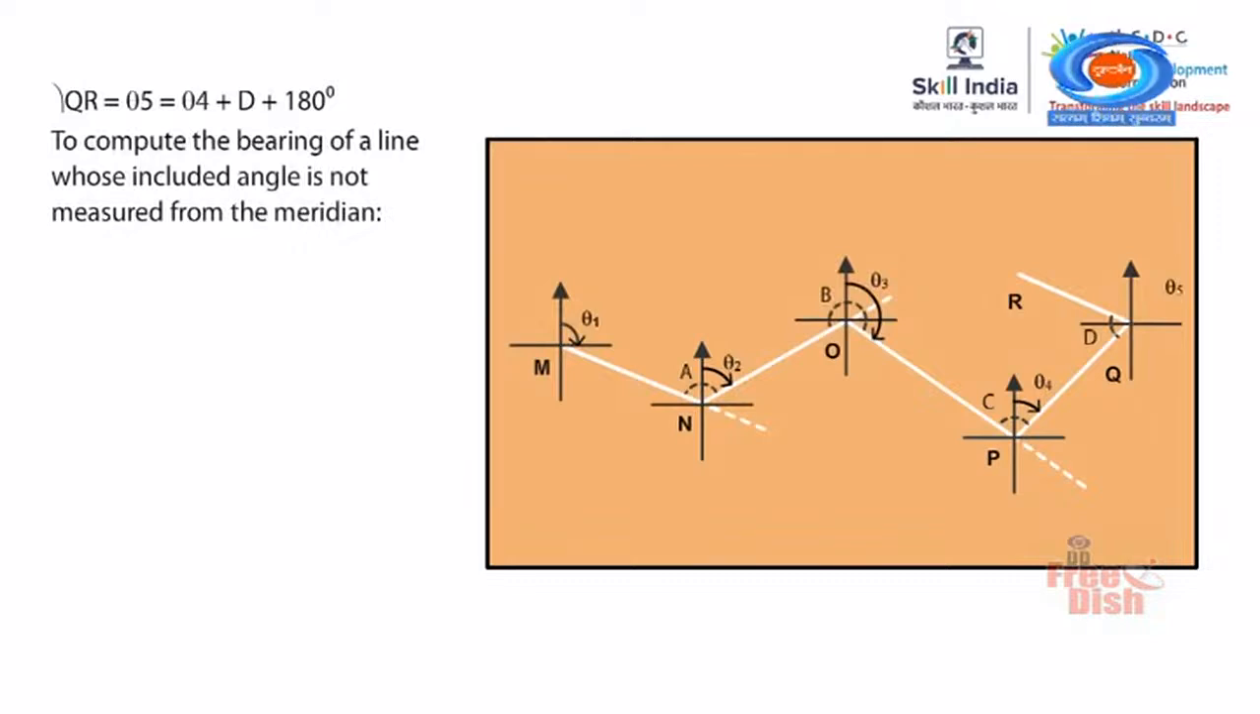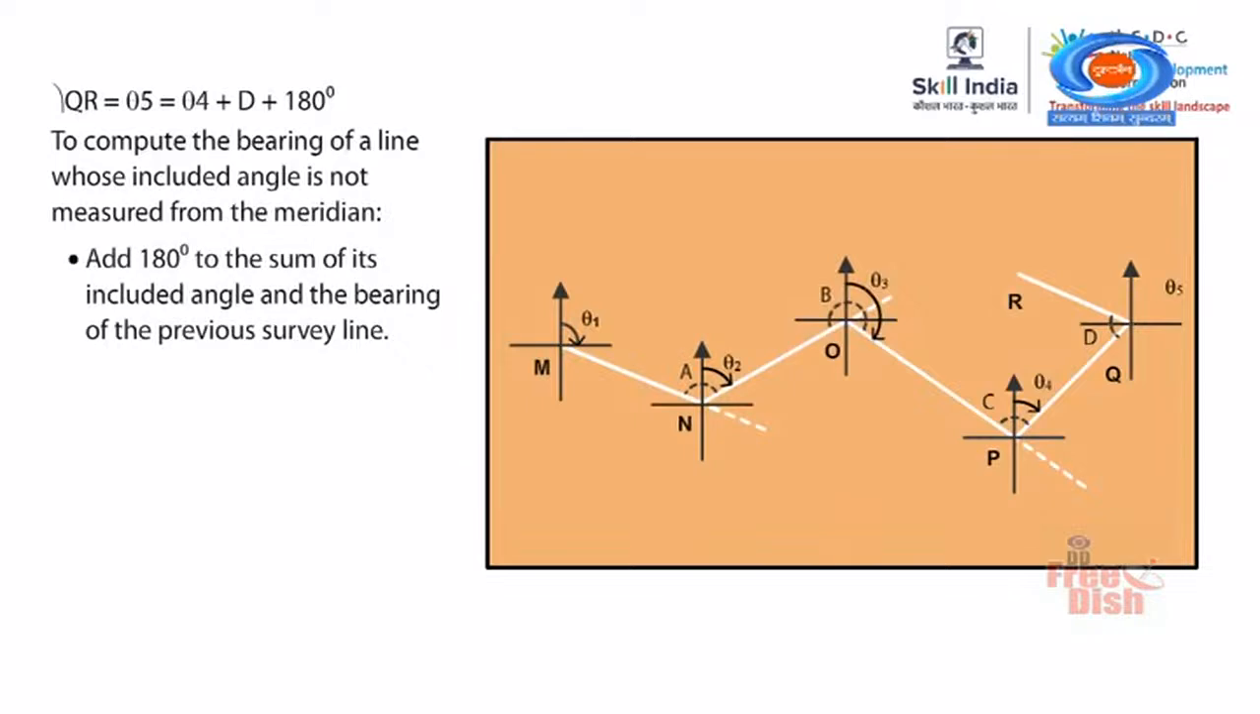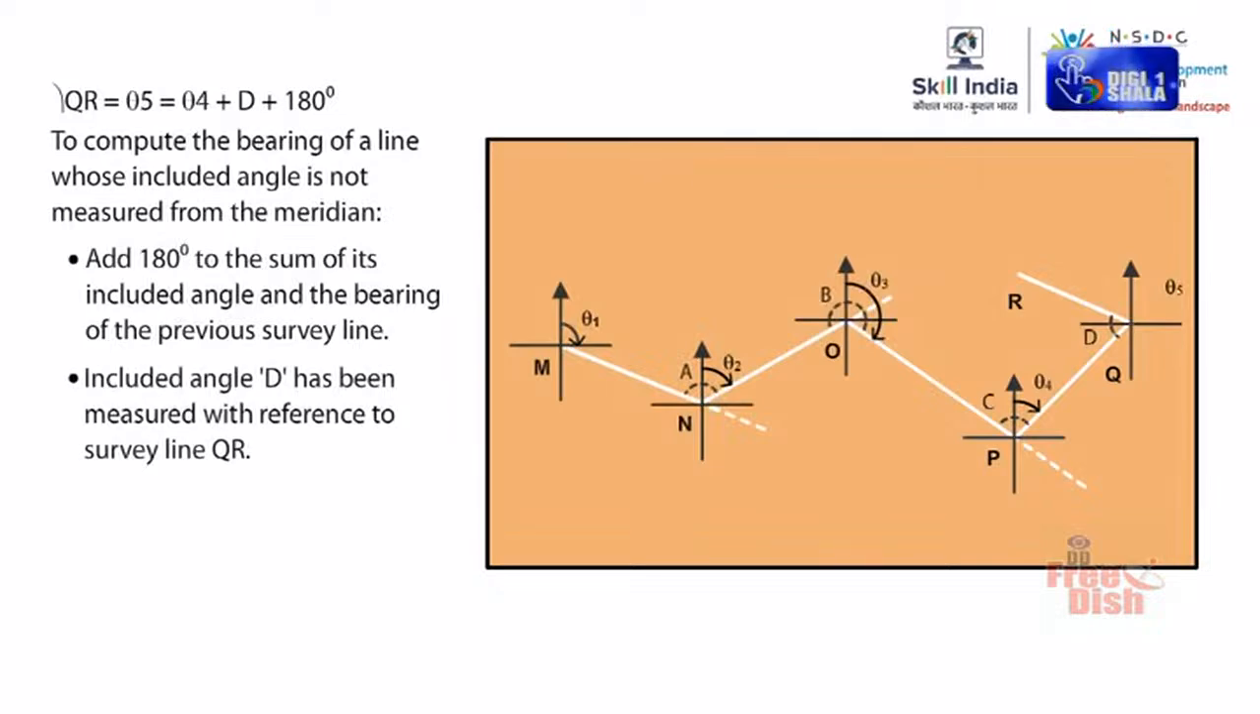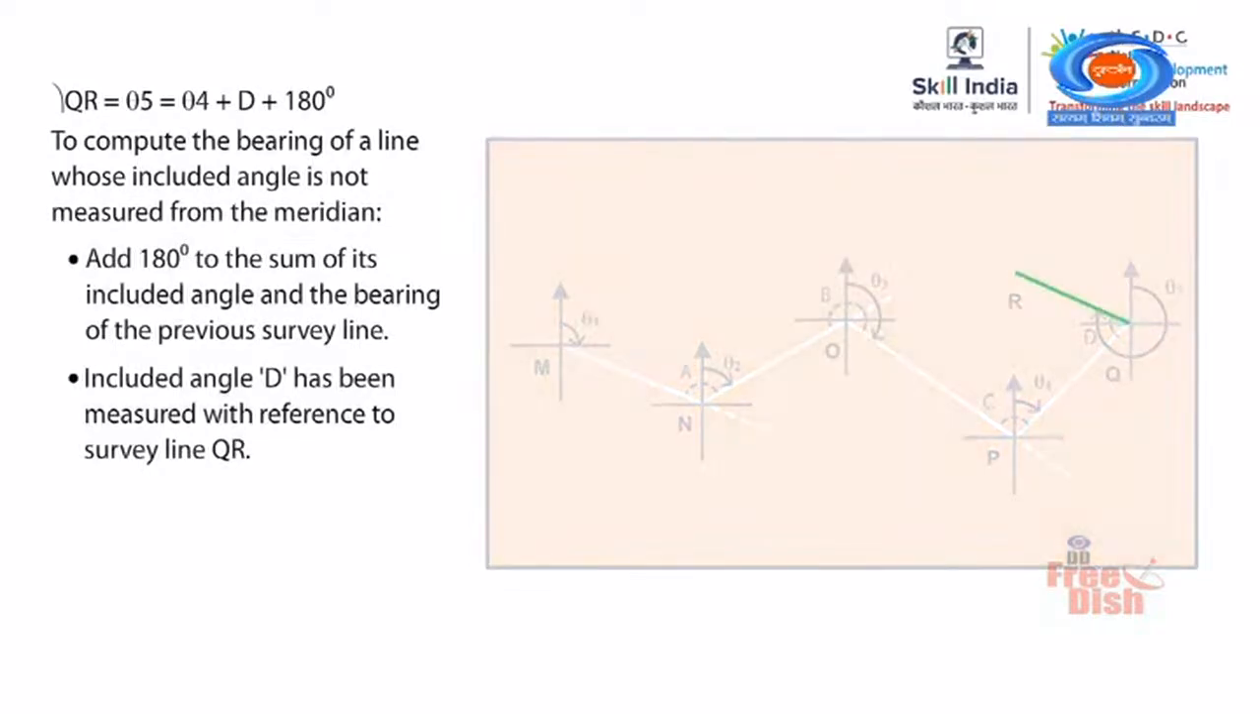180 degrees are added rather than subtracted to compute the bearing of a line whose included angle is not measured from the meridian from which the bearings are to be computed. As you can see, the included angle D has not been measured from the meridian at Q. It has been measured with reference to the survey line QR.